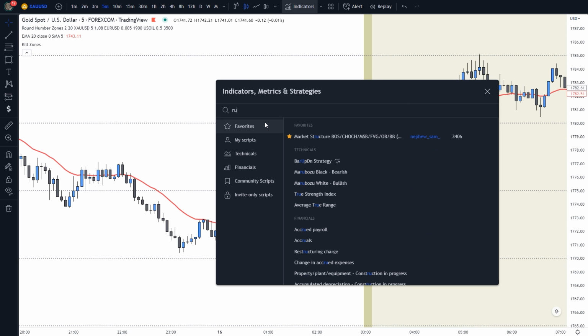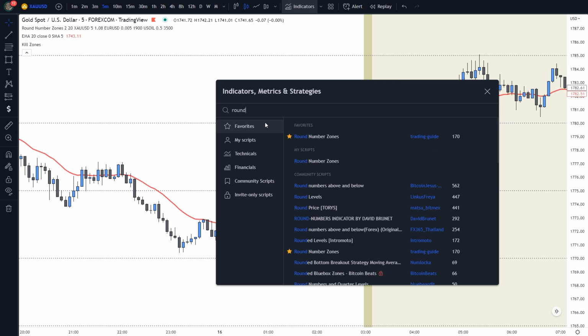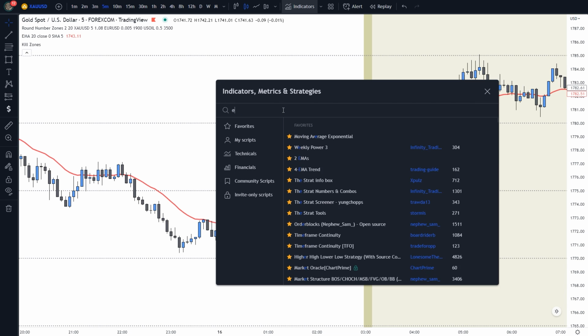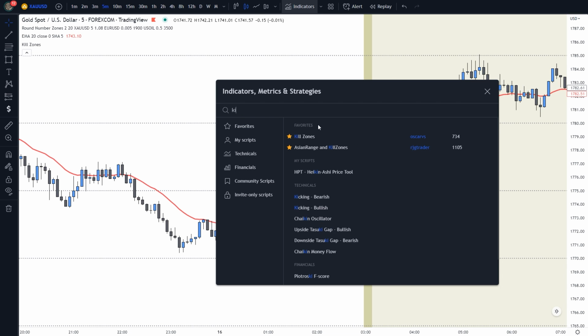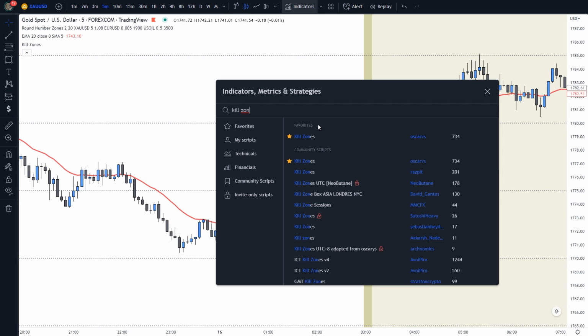Okay, so go to indicators and type in round number zones, and here you find it. This is my indicator to display levels of round numbers on charts. The next one is a simple EMA. It is optional but can be useful in certain situations. The last one, it is not optional, it's really important, is the kill zones by Oscar VS. We need this to display the trading times of the strategy.